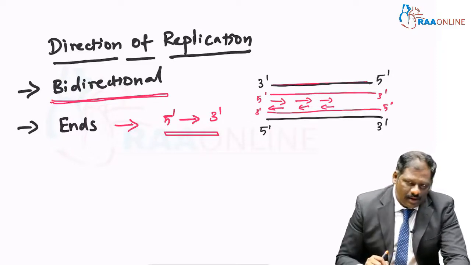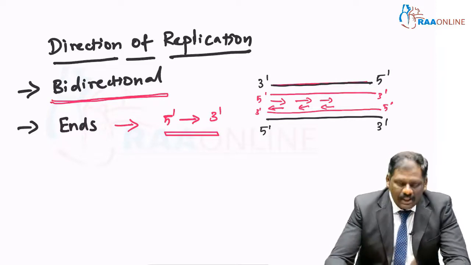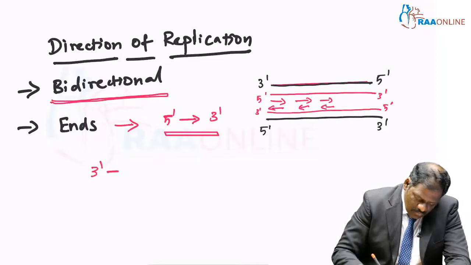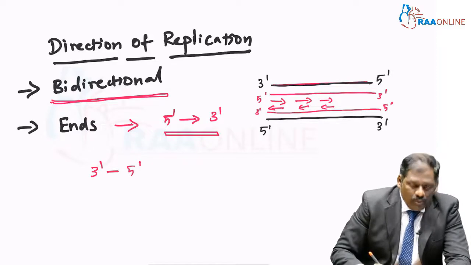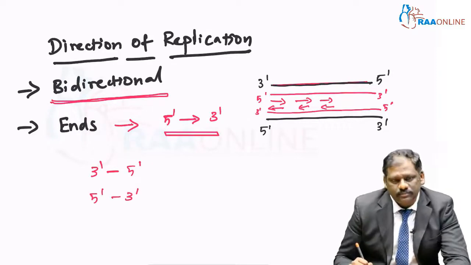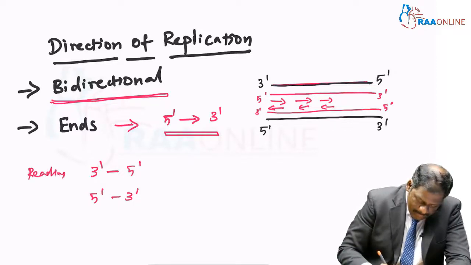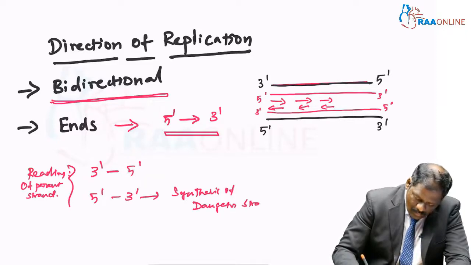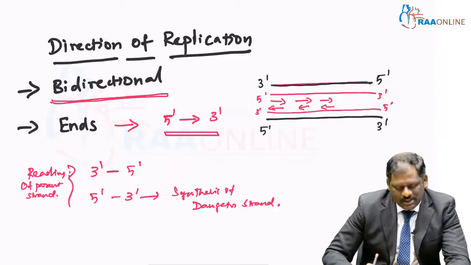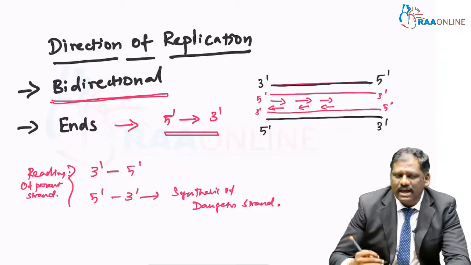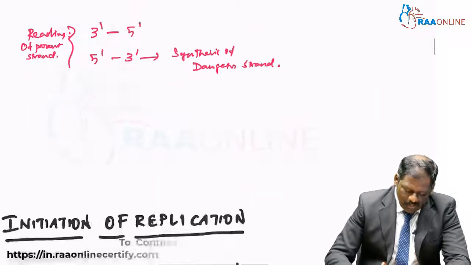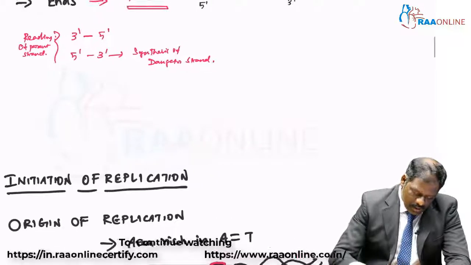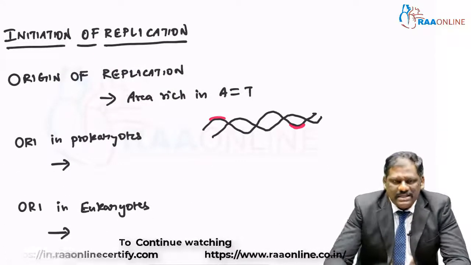In case of reading, any kind of RNA primer or DNA polymerases read in the 3' to 5' direction, but they synthesize the product in the 5' to 3' direction. This is about reading of the parent strand, and this is about synthesis of the daughter strand. There is a specific reason for following this kind of direction. I will explain in a short while why this direction is maintained in the various kinds of DNA polymerases. Now, with this, we move on to the starting of replication, that is, initiation of replication.